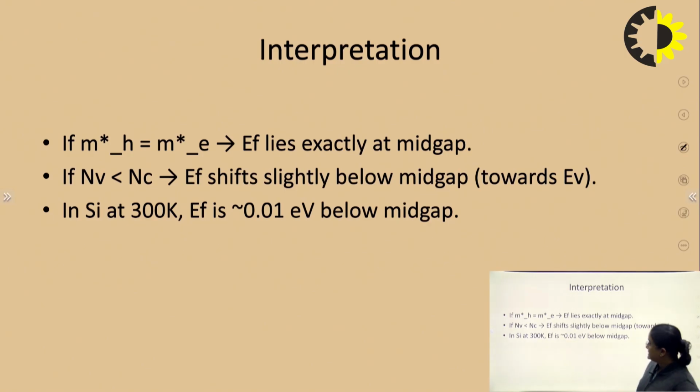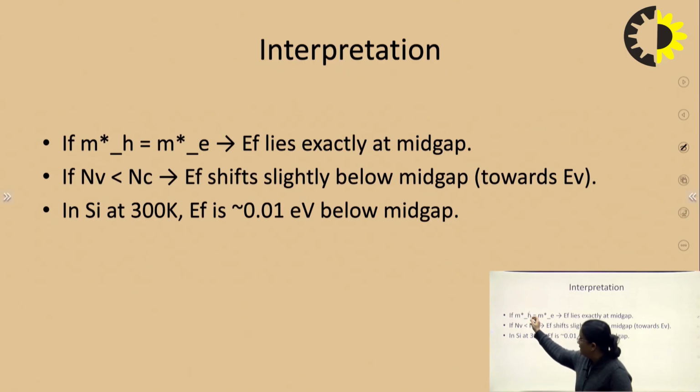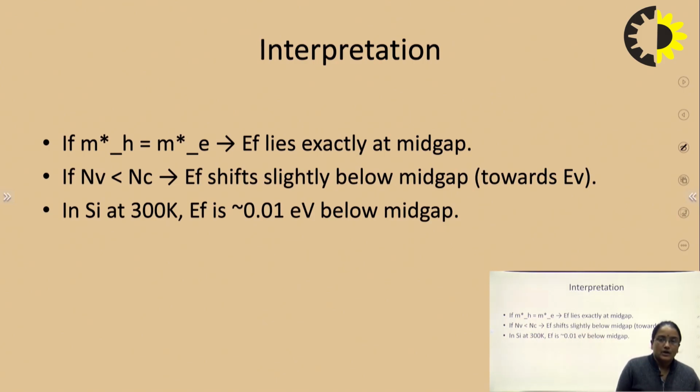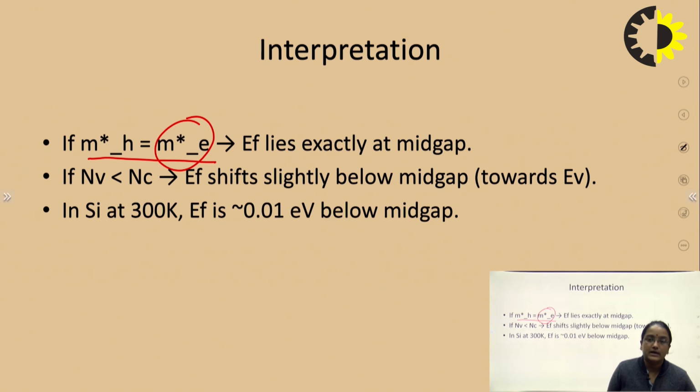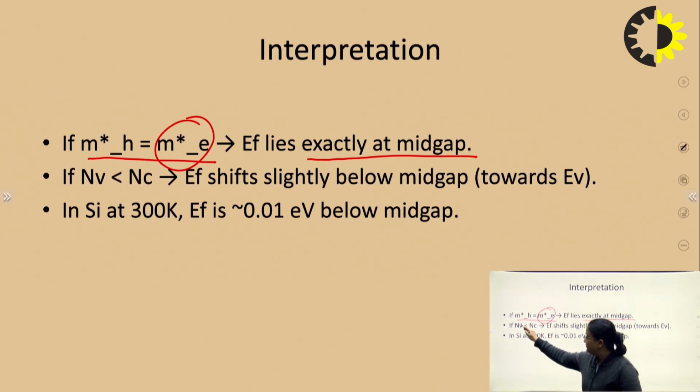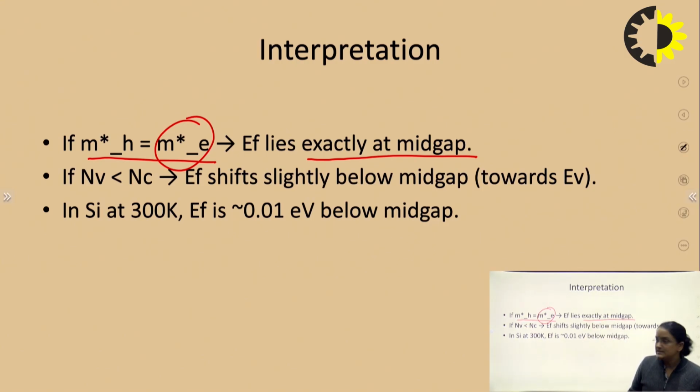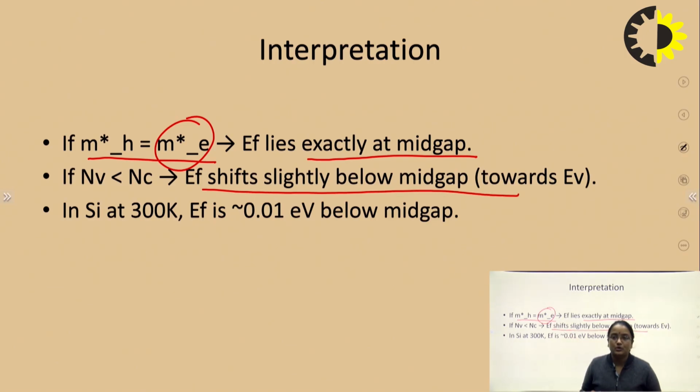What we are observing is that if the product of the effective mass with the holes and the product of the effective mass with the electrons satisfy this condition, then we can say that your Fermi level, that is EF, is exactly in between your conduction band and valence band. Next, if your density of states NV is less as compared to NC, we can say that EF shifts slightly below the mid gap. That means it is shifting towards your valence band edge, that means towards the EV.